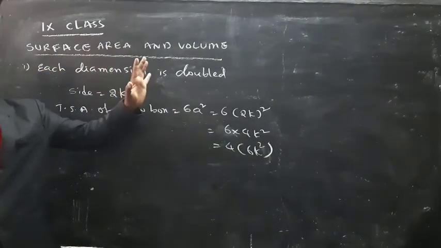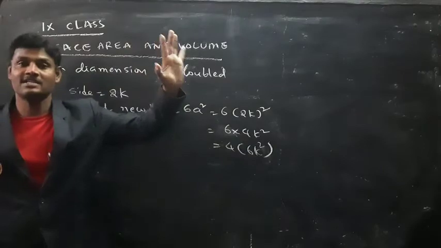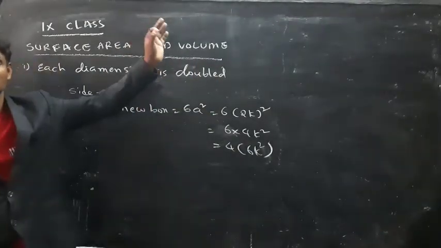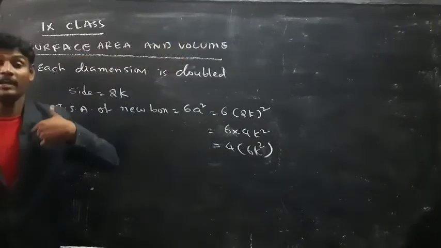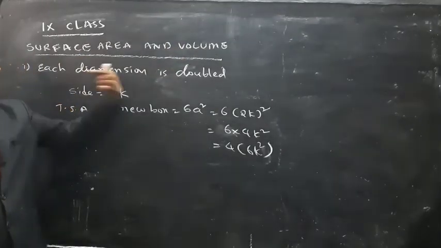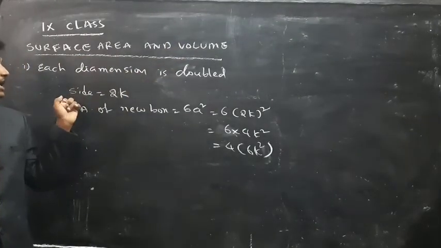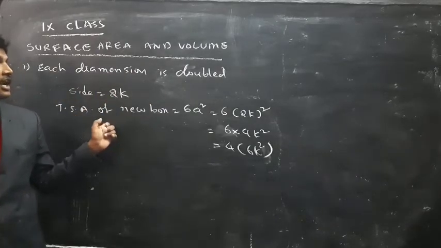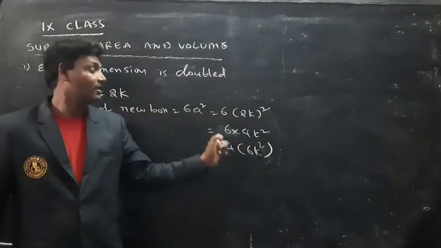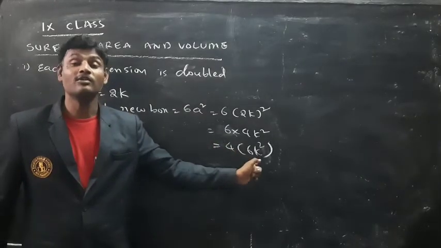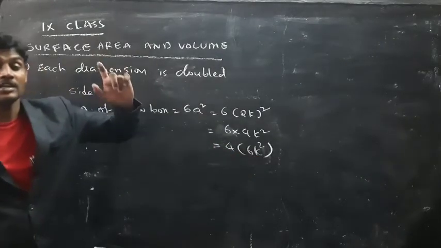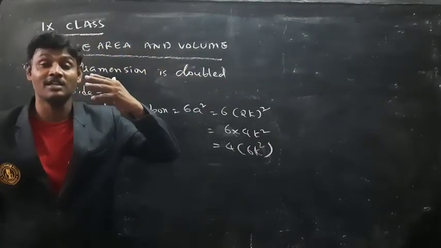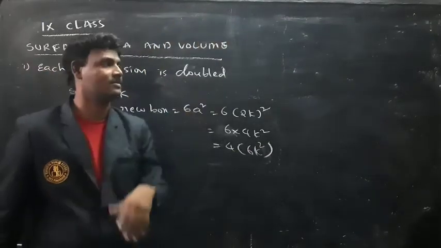If I took side as k, total surface area of the box is 6k square. Next, what I did, doubled. It means side I am taking as 2k. Total surface area is equal to 6a square. That is nothing but 4 into 6k square. So if each dimension is doubled, total surface area changes 4 times to that box.